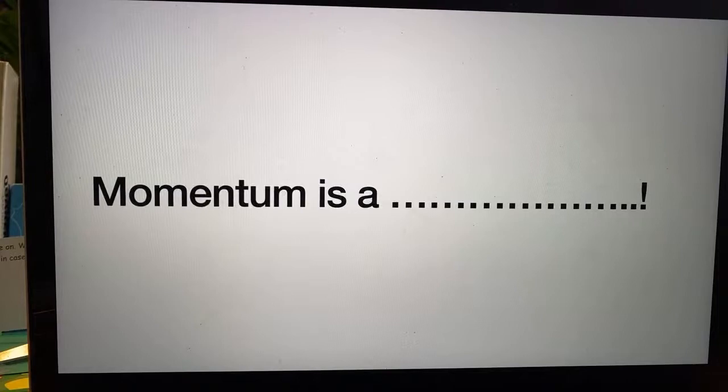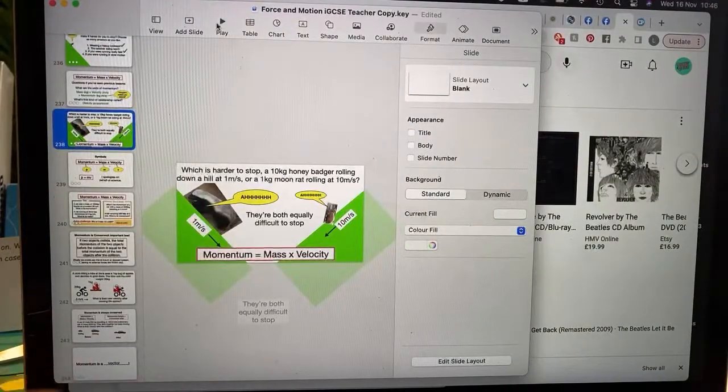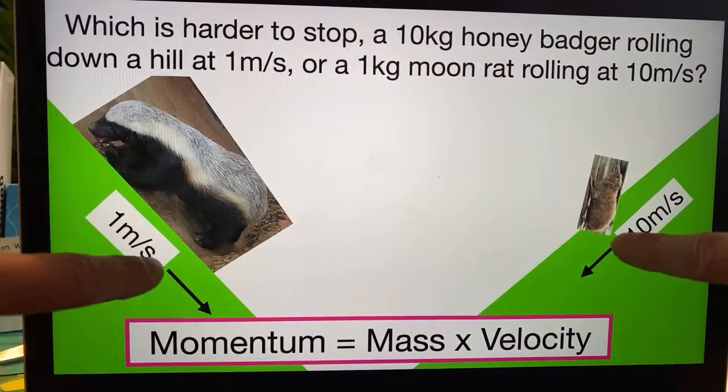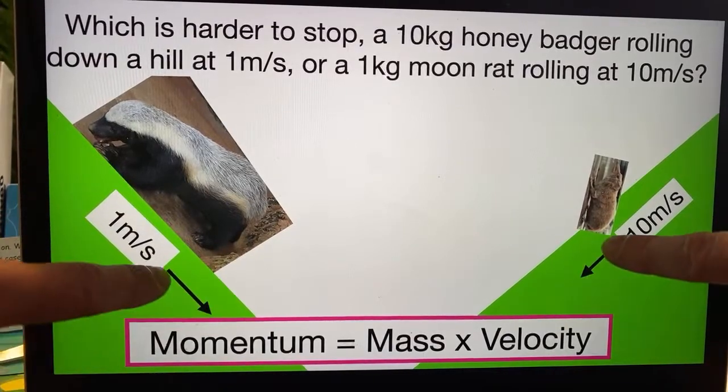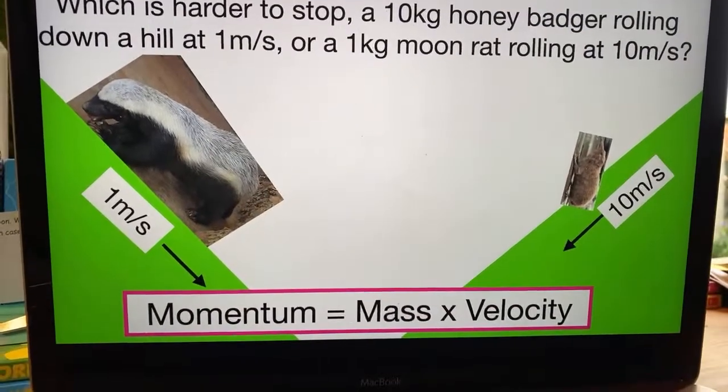A lot of people on Facebook were saying force. No, momentum is not a force, but I'm happy if you said that because next week we're going to look at how momentum and force and time are very intricately linked in a way that Isaac Newton noticed. The answer is vector. Momentum is a vector, yes. So that's why when I did this weird moon rat question, I drew arrows, see? And the arrows are the same length because the momentum is the same, yeah? Different directions, but same amount, same magnitude.